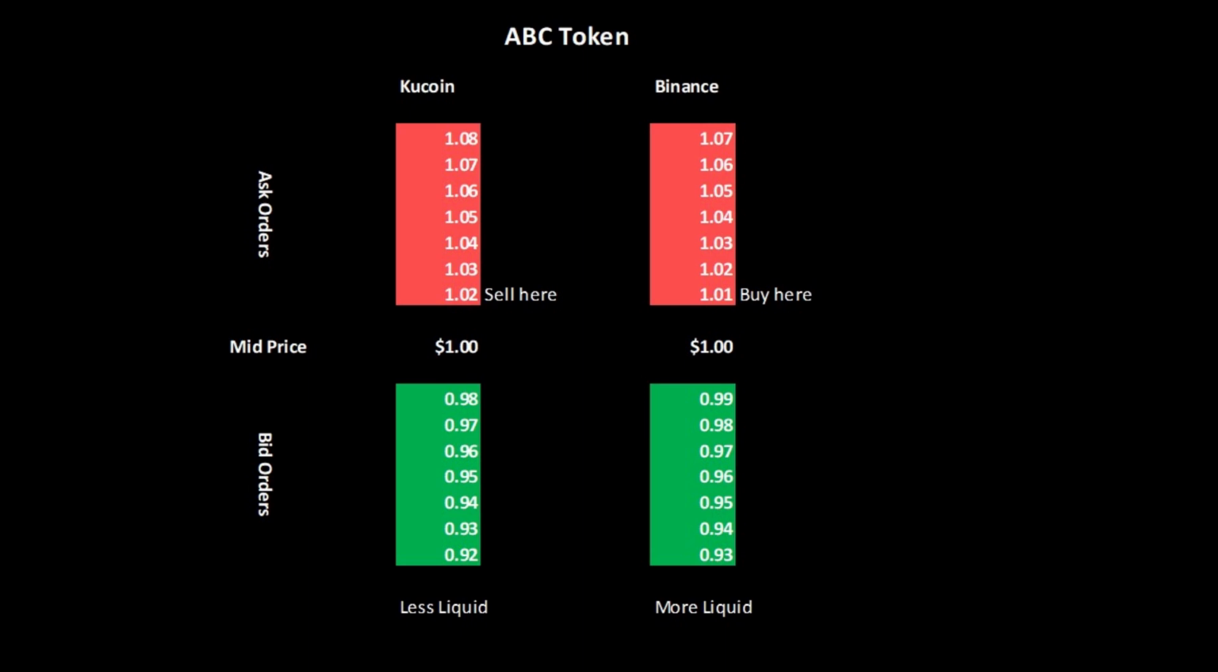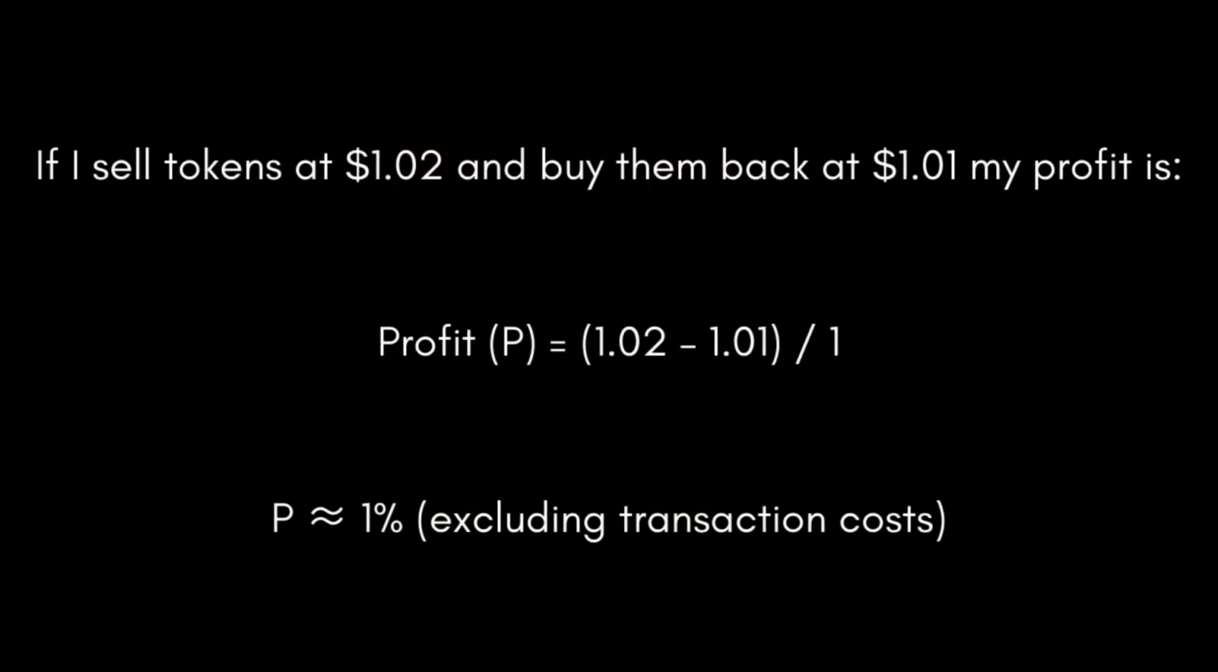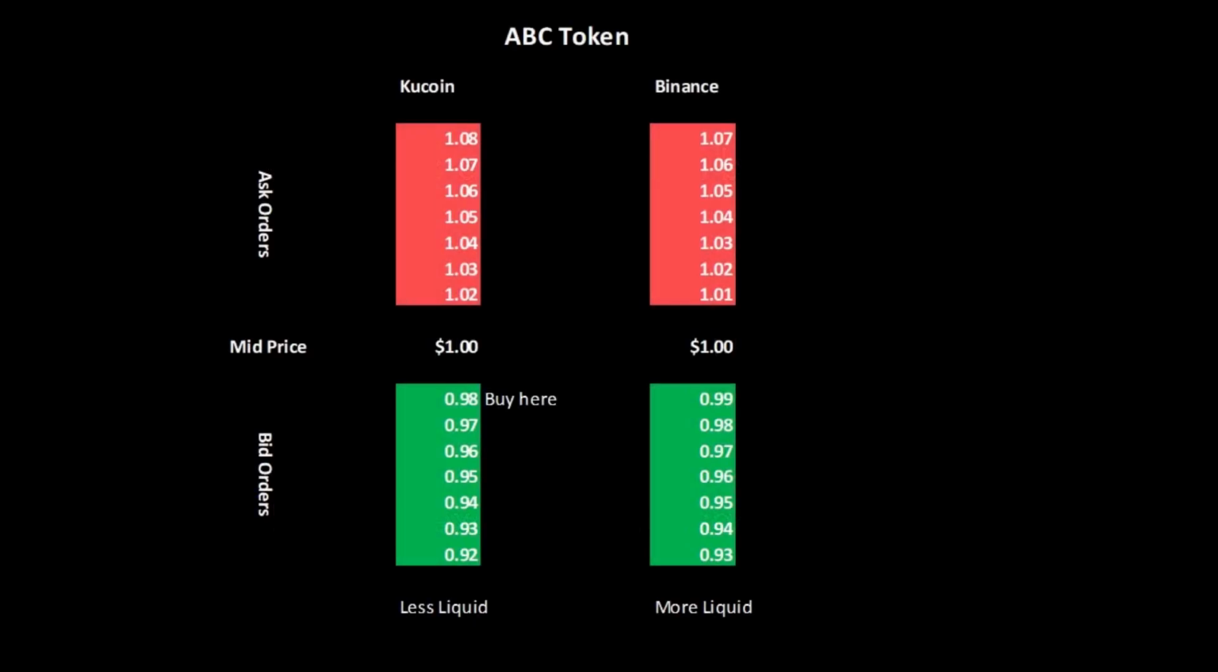The profit from this scenario can be calculated as follows, which shows that if I sell a token at $1.02 and then buy it back at $1.01, then my total profit is approximately 1% for every trade I execute. We could also execute the inverse of this trade by buying on the less liquid exchange at 98 cents and selling on the more liquid exchange at 99, once again capturing a profit of approximately 1% on the way through.